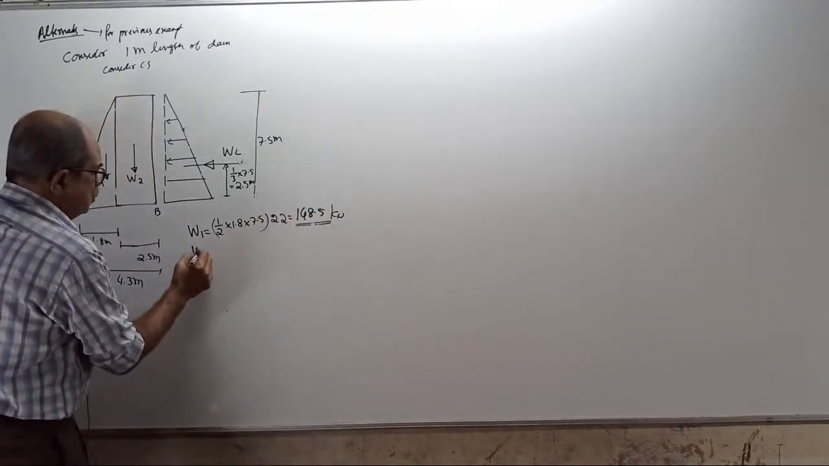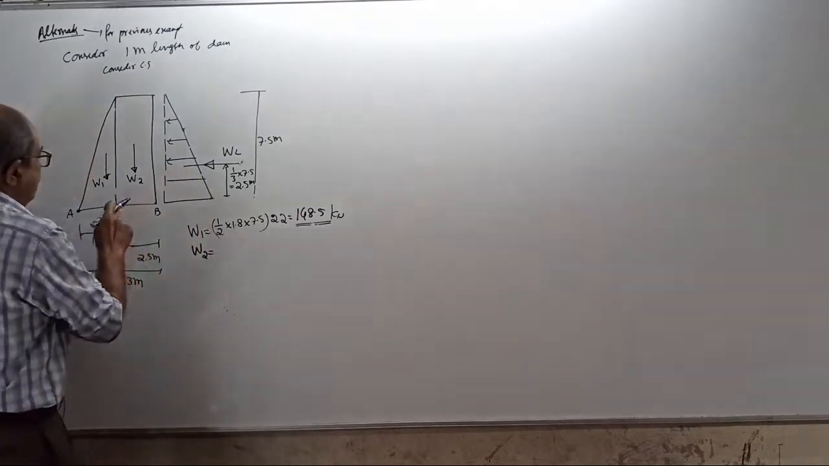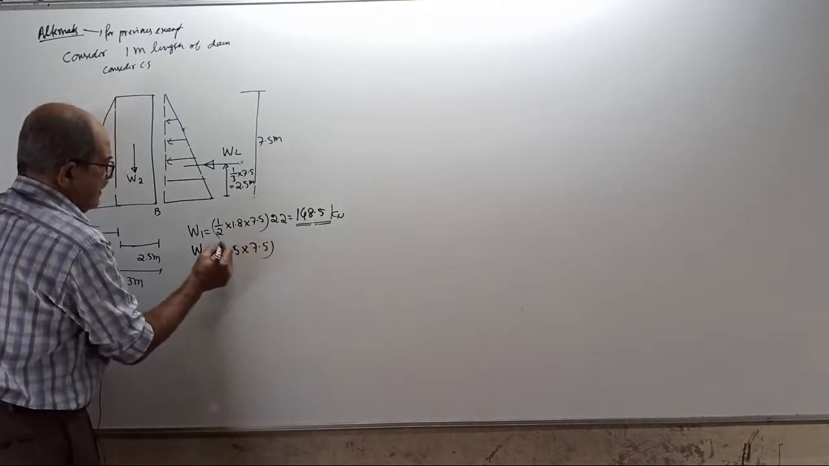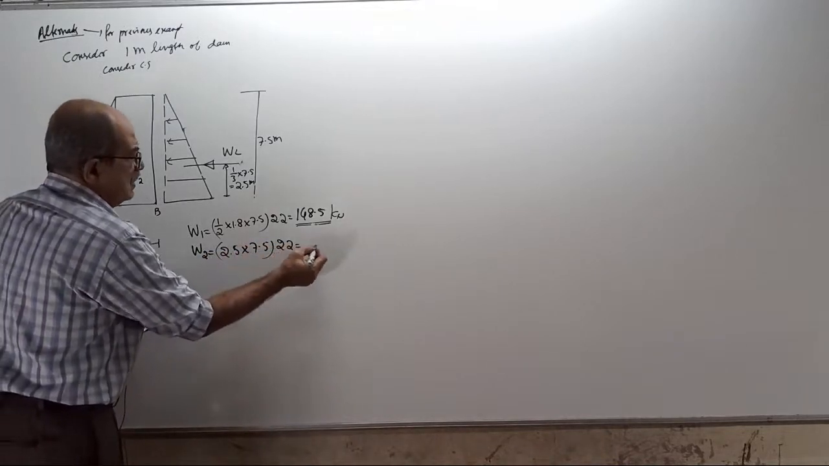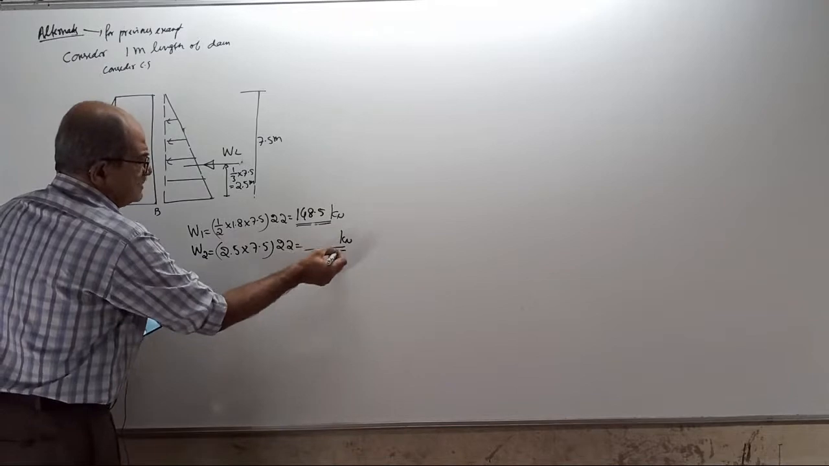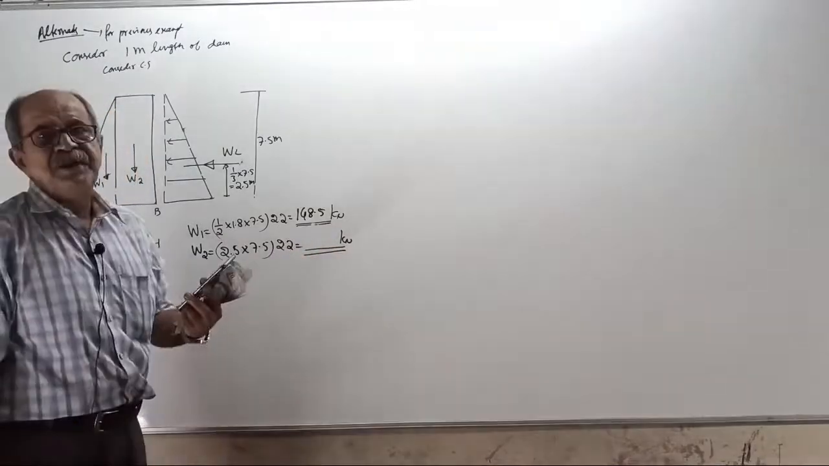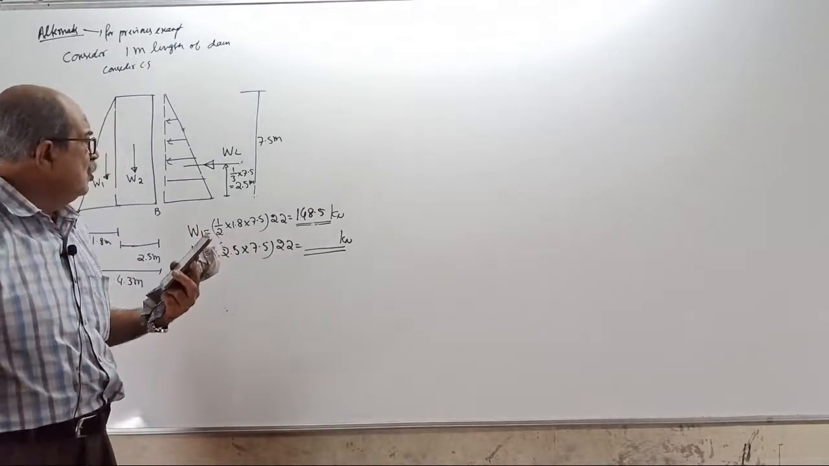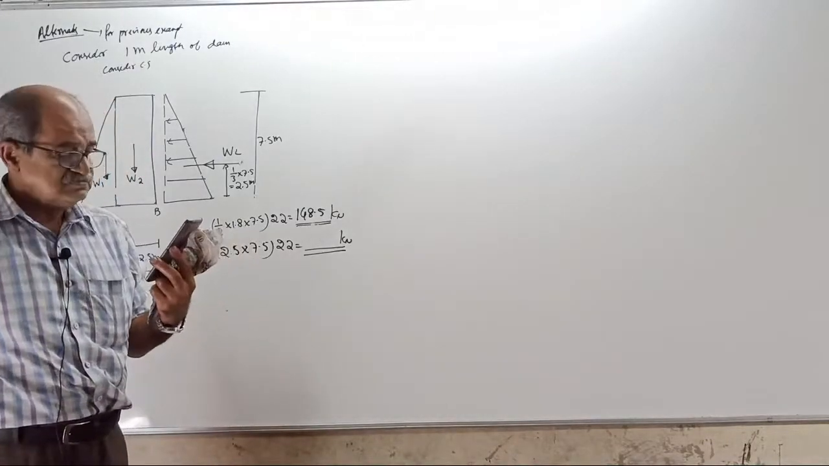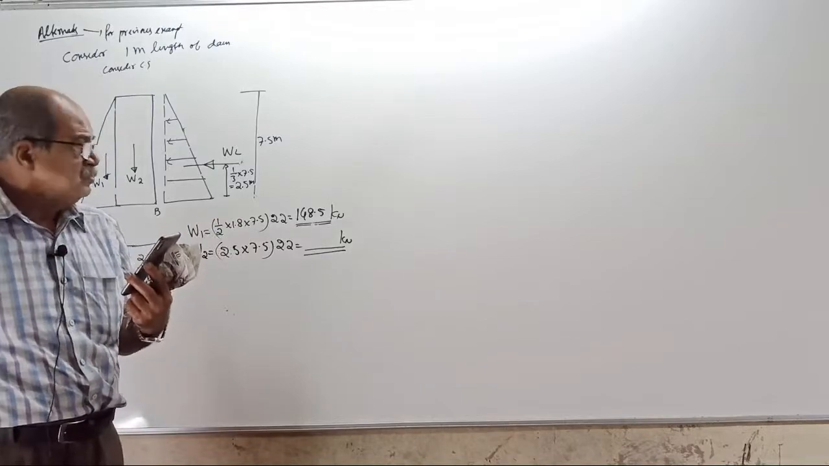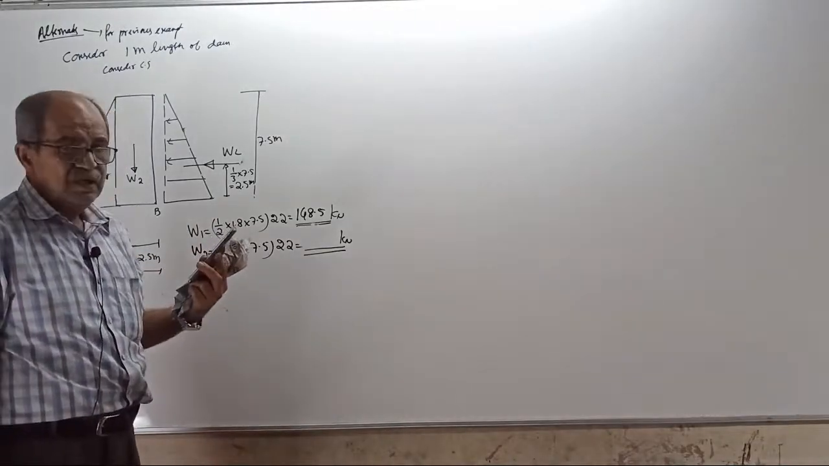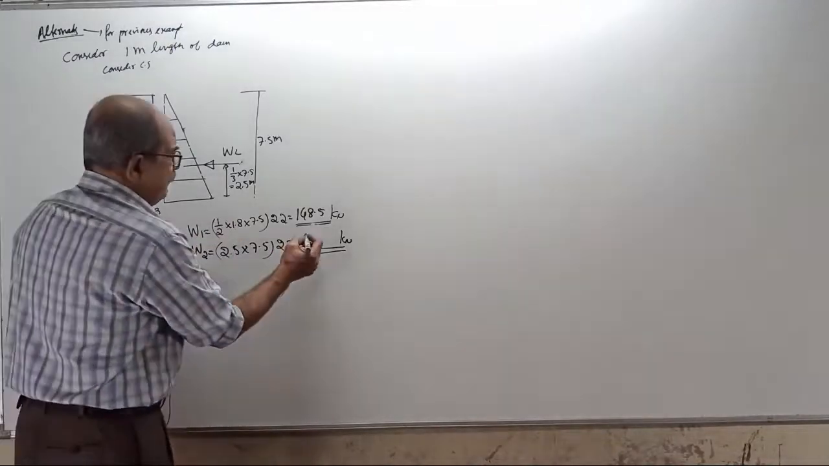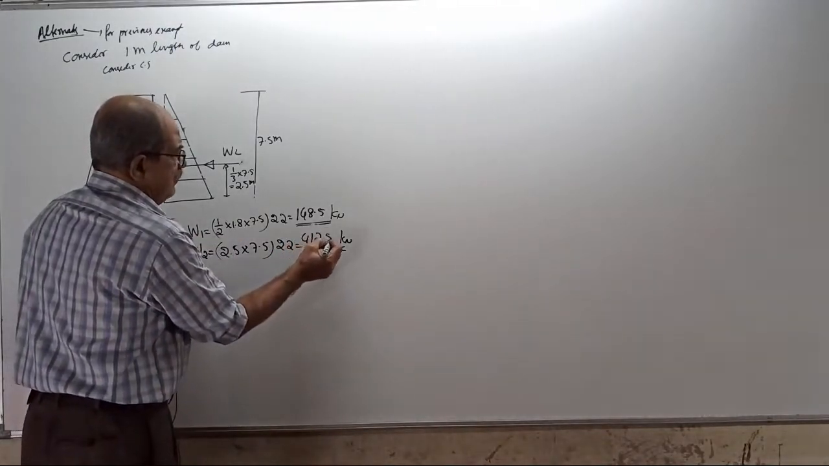And W2 is 2.5 into 7.5, the area, into 22. Tell W2 in kilonewton fast. Don't give wrong values. You are delaying a lot. This delay is costing time. 412.5 kilonewton.